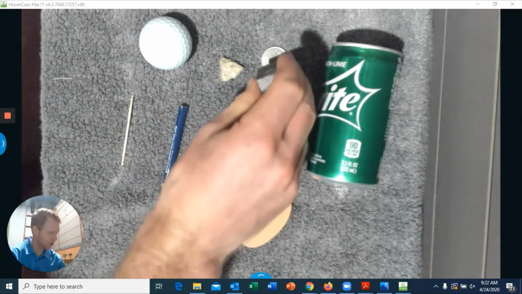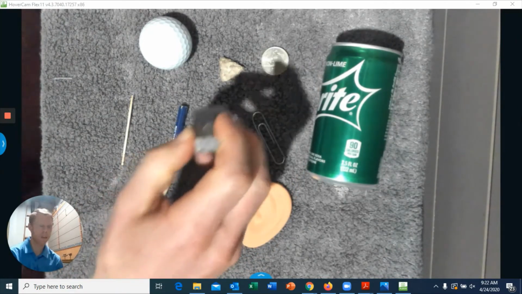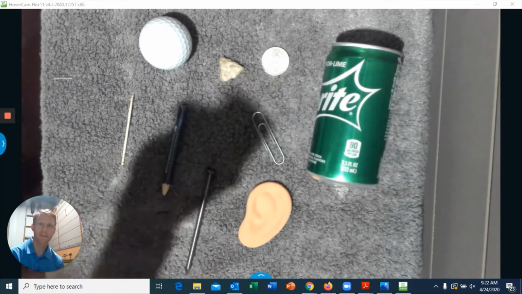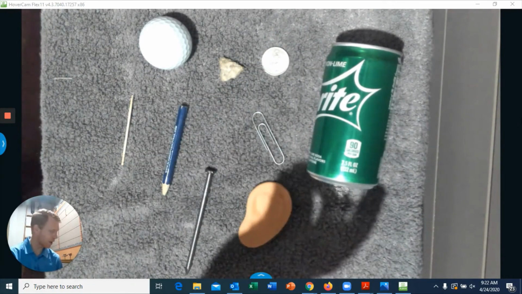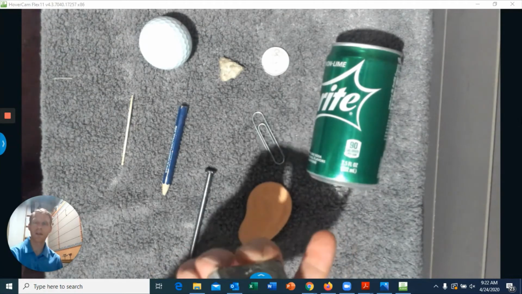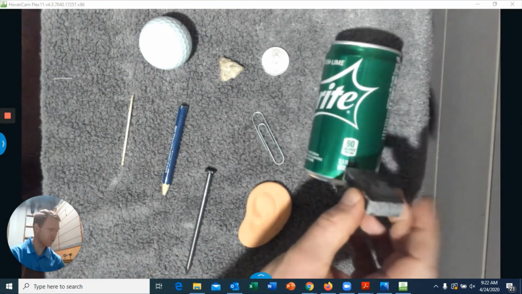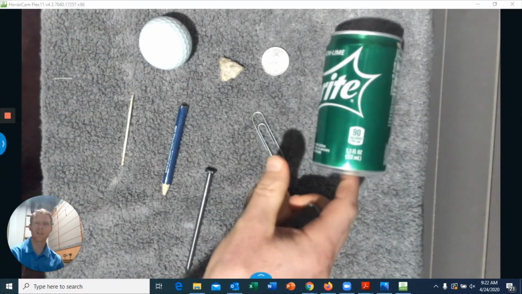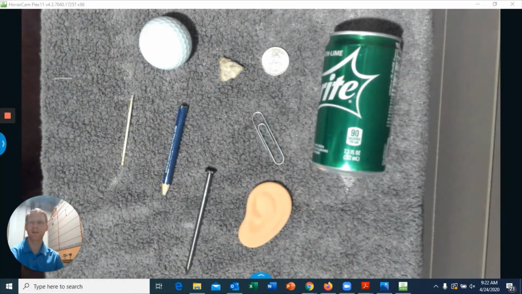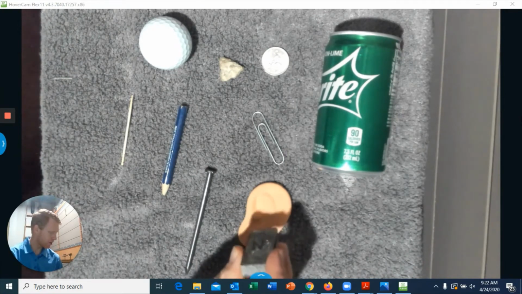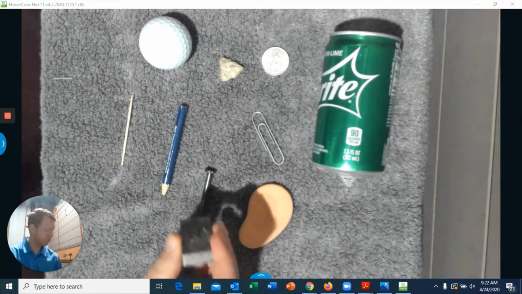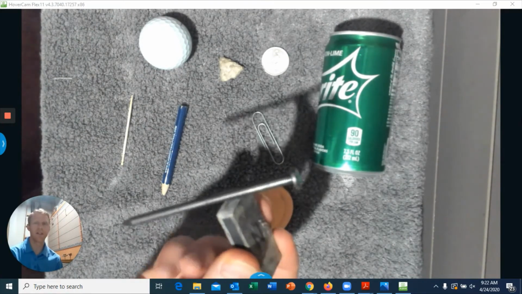What about the coin? It's metal, so will it be magnetic? No. And what about the can? Again, it's metal, so will it be magnetic? No as well. So as we discussed before, not all metals are magnetic. We have the rubber eraser, nope. And finally the nail, I'm sure you guessed that that will be magnetic.